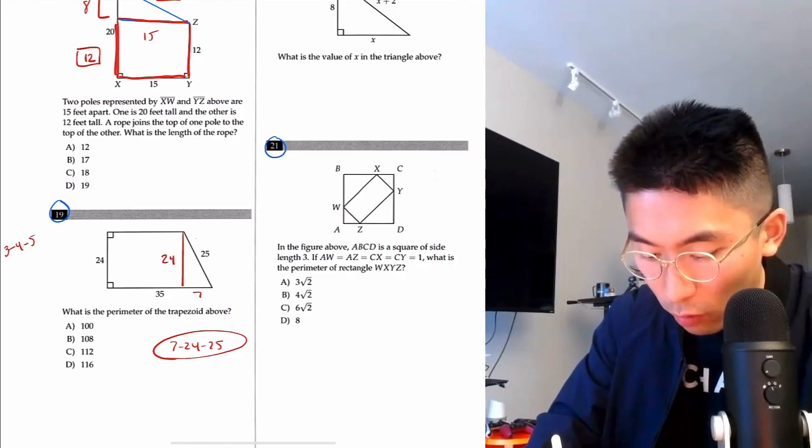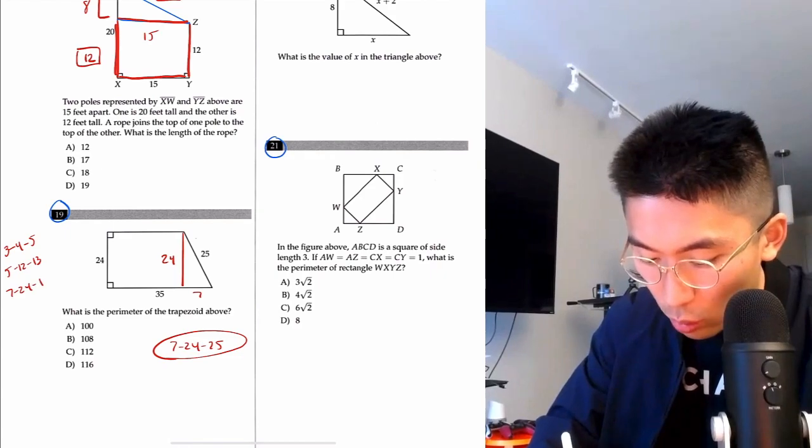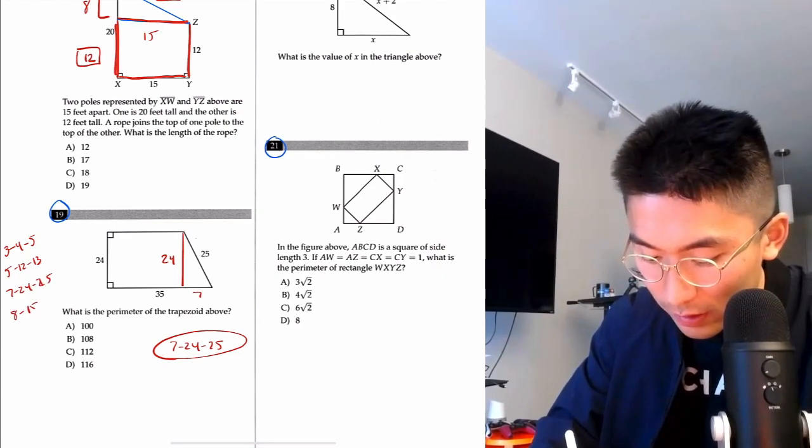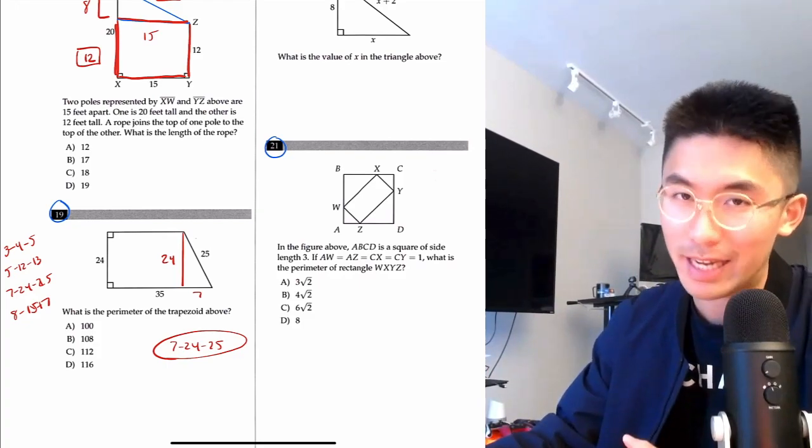One of them is a 3, 4, 5. Another one is a 5, 12, 13. A third is a 7, 24, 25. And then a fourth is an 8, 15, 17. So those special side ratios, you've got to know them.